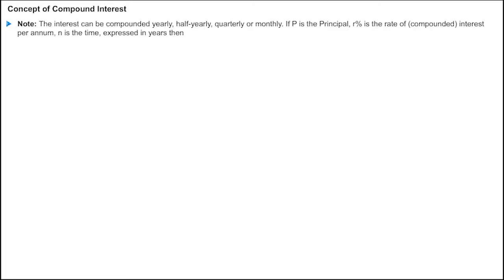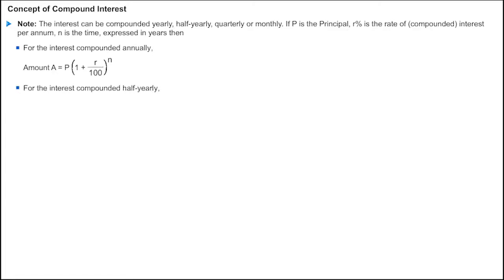So, in short, if my principal is P, R% is the rate of compound interest per annum, n is the time expressed in years, then for the interest compounded annually, that means you are going to find the interest once in a year, your amount will be calculated as P into (1 plus R upon 100) whole raised to the power n. But if the interest is compounded half yearly, then the amount is calculated using the formula P into (1 plus R upon 2 into 100) whole raised to the power 2n.